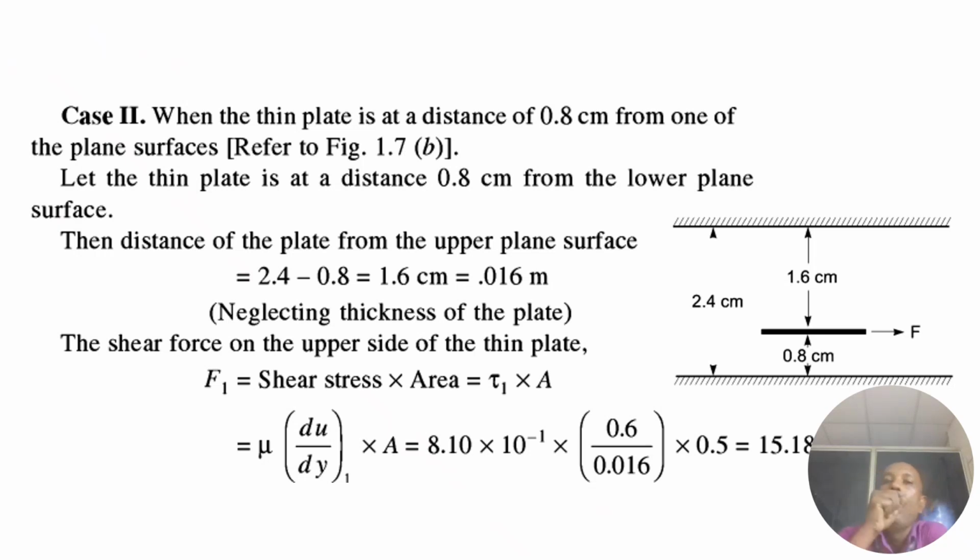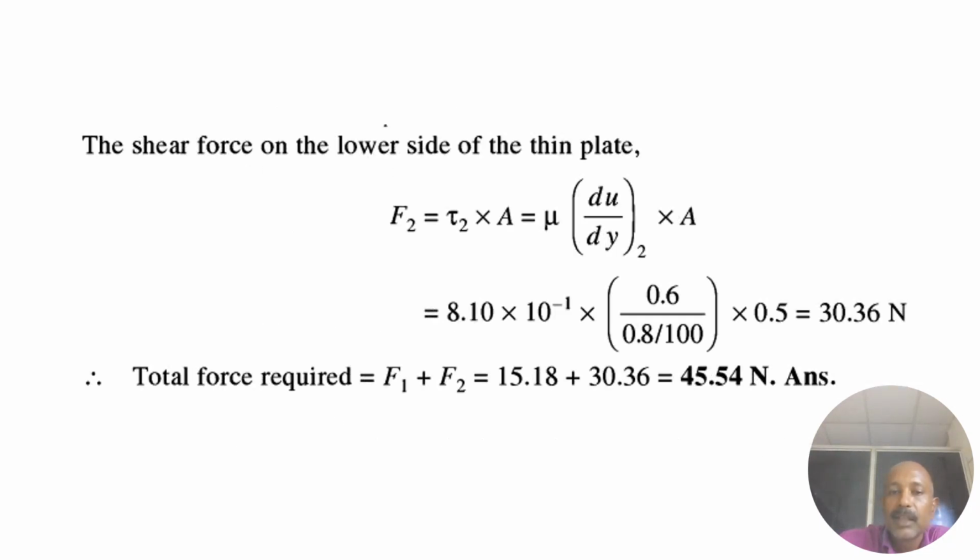Second case: when the thin plate is at a distance of 0.8 centimeters from one of the plane surfaces. In the previous case the position on top was 1.2, right? Second, downwards, the bottom is 0.8, and the remaining is 1.6. So first you take the top, and tau 1 is calculated like this, and tau 2 is calculated also.